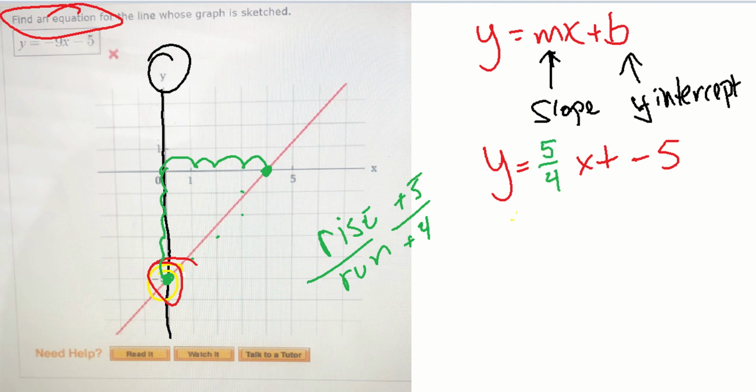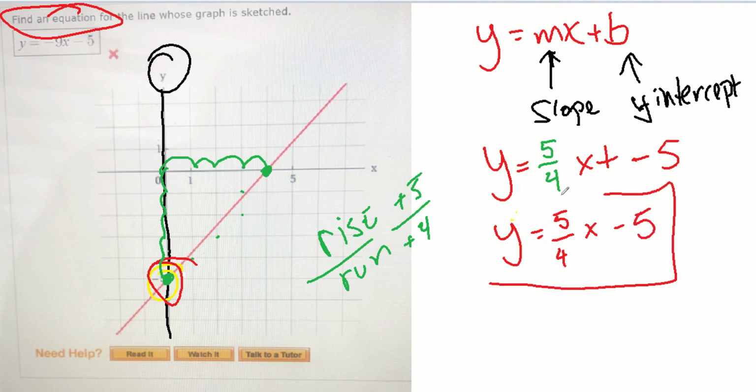Now, this your computer might not like. What they probably want is, because you don't really have a plus, a minus, so they probably want the same thing, 5/4 x, but then you would write just -5 instead of plus a -5. But that should be your answer.